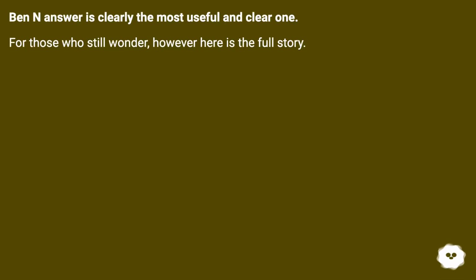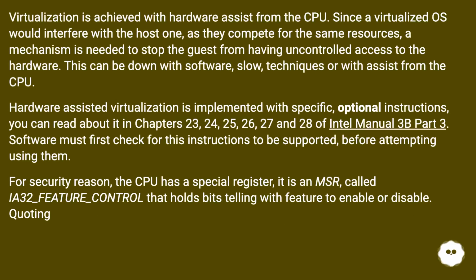Ben N's answer is clearly the most useful and clear one. For those who still wonder, however, here is the full story. Virtualization is achieved with hardware assist from the CPU. Since a virtualized OS would interfere with the host one, as they compete for the same resources, a mechanism is needed to stop the guest from having uncontrolled access to the hardware. This can be done with software, slow techniques, or with assist from the CPU.